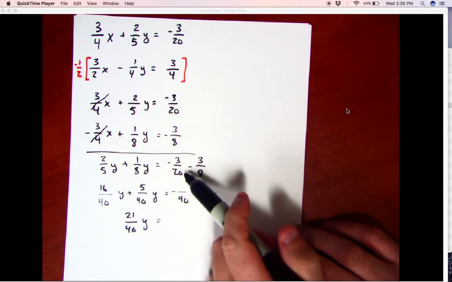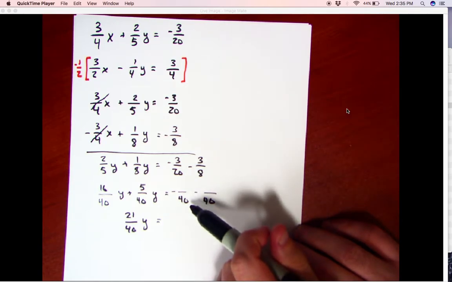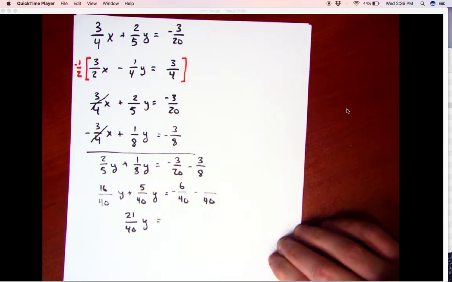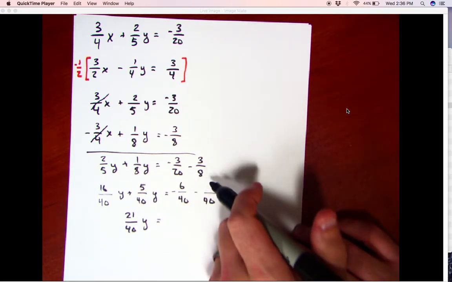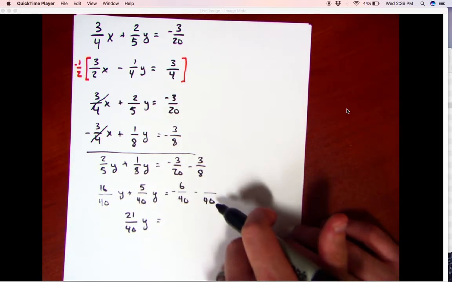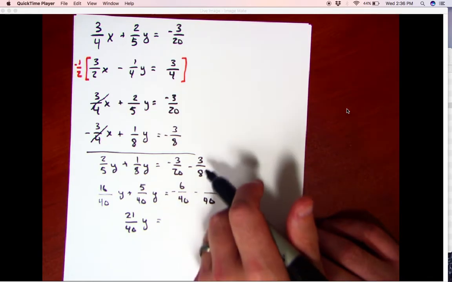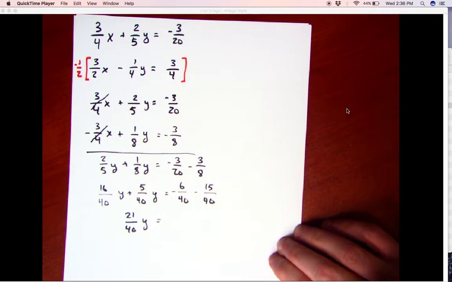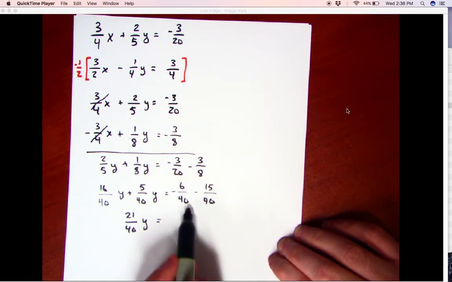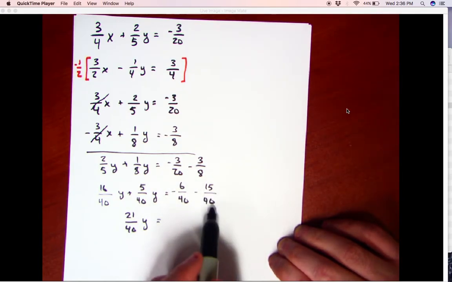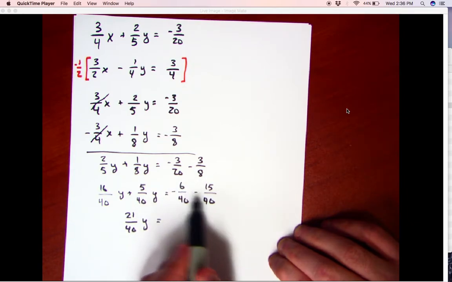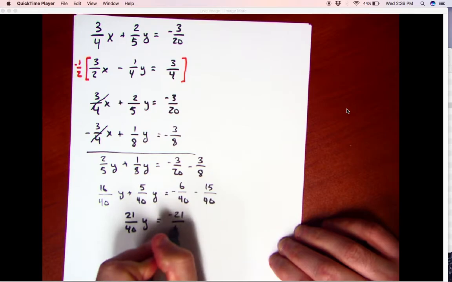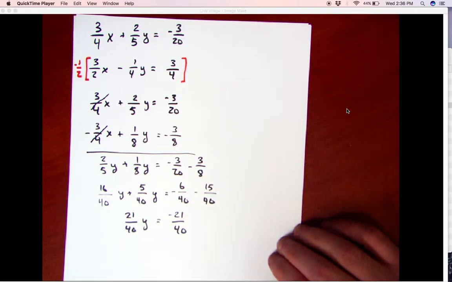So 20 times 2 gets me 40, and then 2 times 3, that's where that 6 comes from. 8 times 5 gets me 40, and then 5 times 3, that gets you a 15. So now we have a negative 6 over 40 minus 15 over 40. Well, a negative 6 minus 15, well, that gets you a negative 21 over 40. All right.